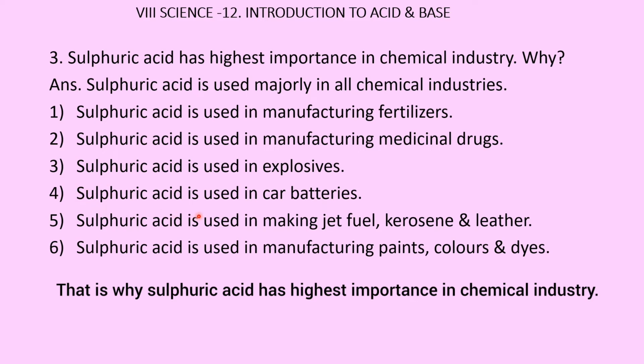Sulfuric acid is used in car batteries. It is used in making jet fuel, kerosene and leather. It is used in manufacturing paints, colors and dyes. That is why sulfuric acid has highest importance in chemical industry.